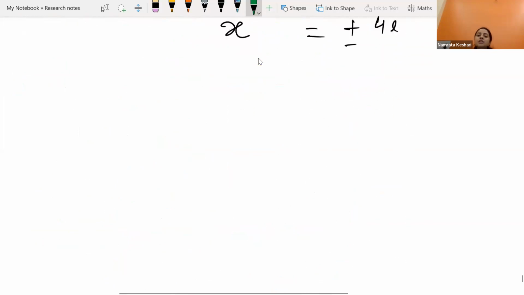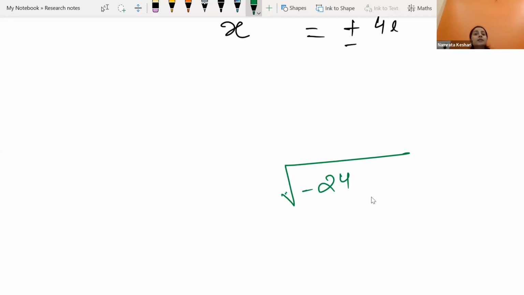Now your question must be, okay, if a perfect square number is there, then you are getting it. What about if a number is not a perfect square? What about under root minus 24? If this type of scenario you are getting, then how to write it in terms of i? Let me show you. You have to take it like root 24 is there and along with that root minus 1 is also there.